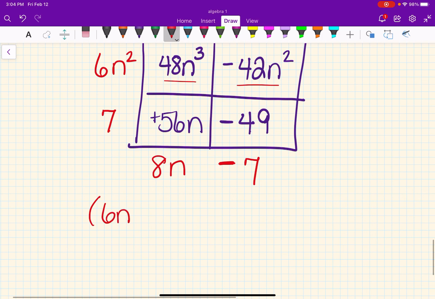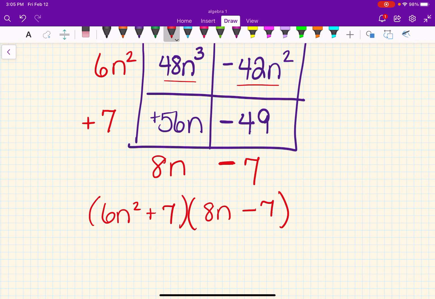So then our final answer is 6n squared plus 7. Notice I put a plus on there. You might want to write that so you remember that. And 8n minus 7. I will tell you this, factoring takes a lot of work and a lot of practice.